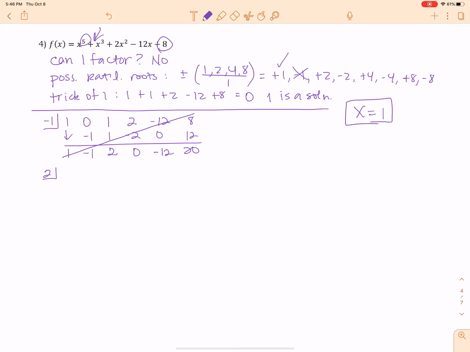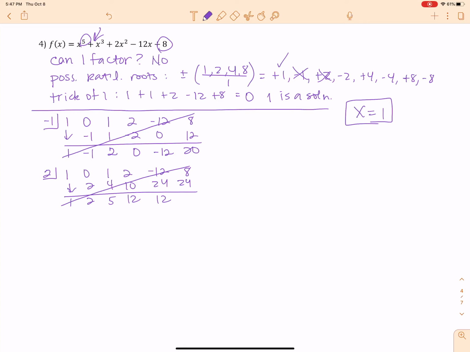I'm going to try 2. Bring down the 1, I get a 2, that's 2, 4, 5, 10, 12, 24, 12, 24. Okay, this is not going to work either. Now, I'm going to give you a clue because guess what? I could keep on trying things if I wanted to, but I want you to notice what's going to happen.